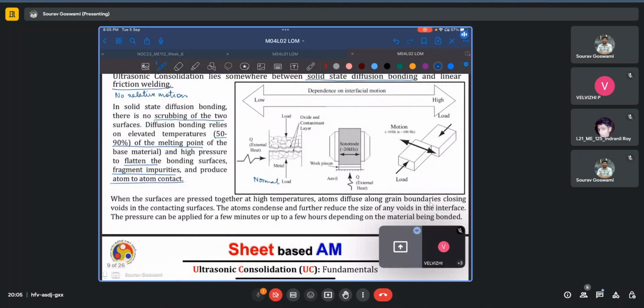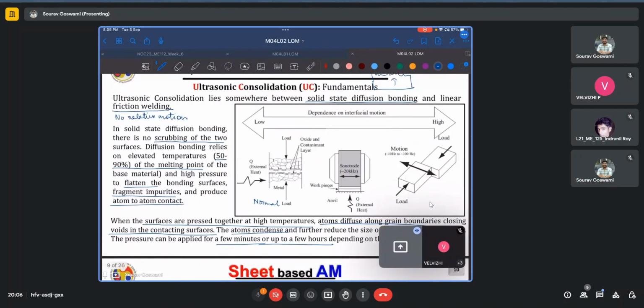And of course, when surfaces are pressed together at high temperature, so you have both temperature and pressure acting, the atoms will diffuse along grain boundaries and close the voids in the contacting surfaces. The atoms will further condense and reduce the size of any other voids which were remaining. And based on the type of material you're using or the process parameters, this pressure application time can range from between a few minutes to a few hours. This is how the process is similar to solid state diffusion bonding.